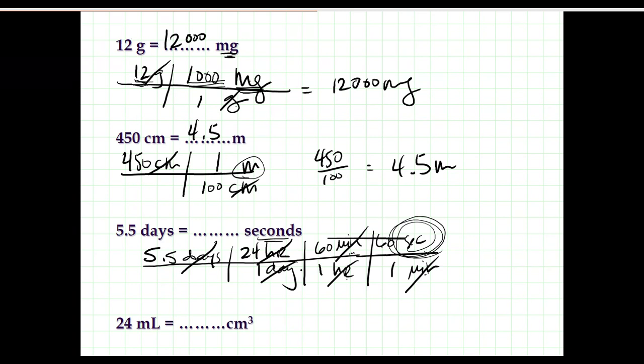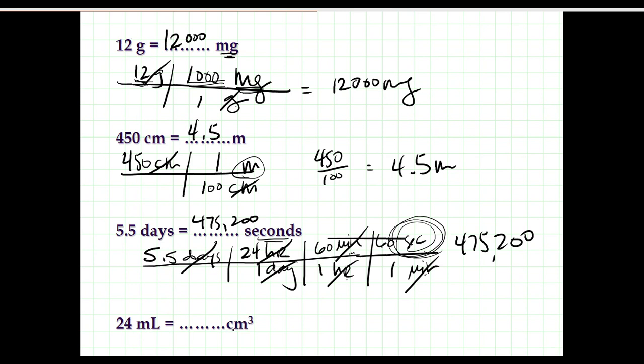So now with my handy dandy calculator, 5.5 times 24 times 60 times 60, multiply everything on the top. Divide by 1, divide by 1, divide by 1. That doesn't even matter. Dividing by 1 doesn't change a thing. Calculator, 5.5 times 24 times 60 times 60 gives us a grand total of, oh my goodness, 475,200 seconds in 5.5 days. Good? Good. All right.